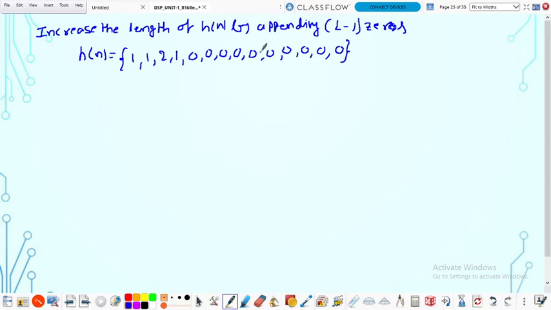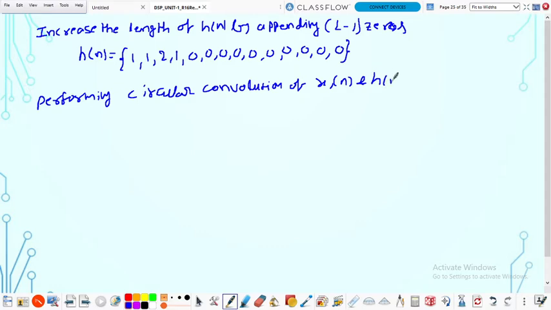So the length of the impulse response is also 14. After that, performing circular convolution of the sequences x1 of n and h of n, and also performing the circular convolution of the second data sequence x2 of n and the impulse response h of n.